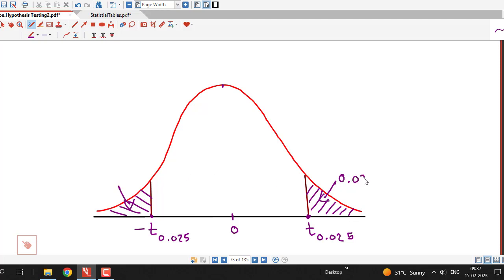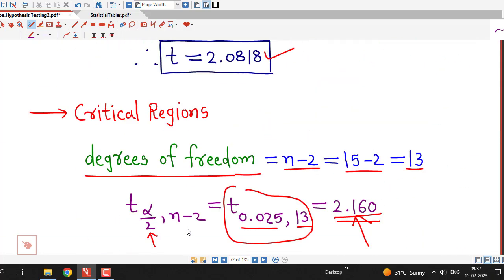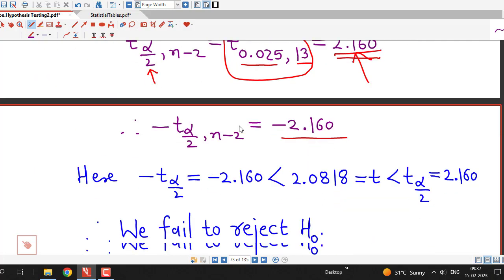These two areas are 0.025 and both are rejection regions, and in the middle we have the non-rejection region. And we find using the table that this value is 2.160 for 13 degrees of freedom, and due to symmetry this is minus 2.160. Now we have to check what is the test statistic value. What is the location of the test statistic value? It is 2.0818.